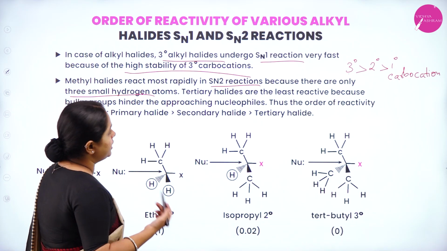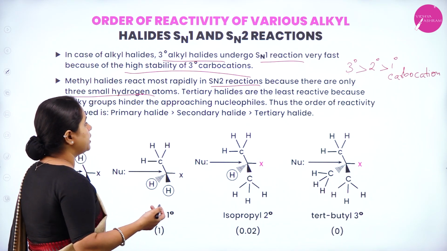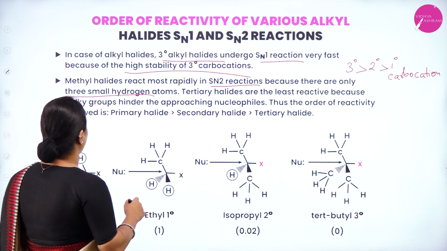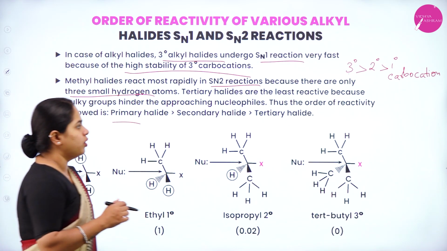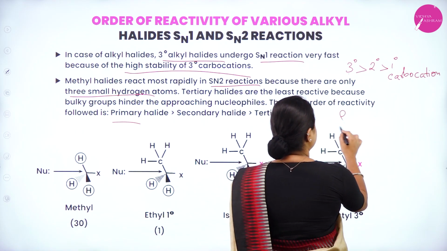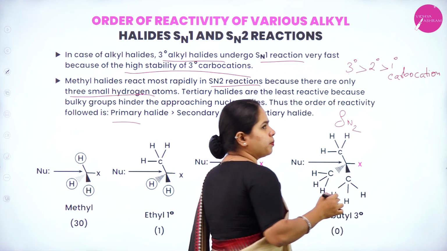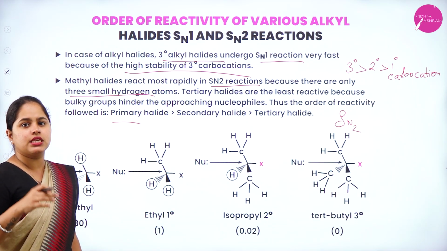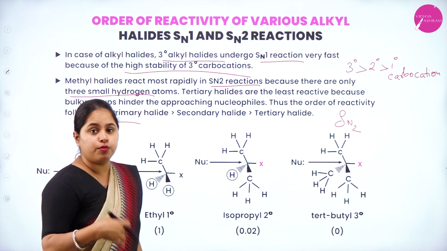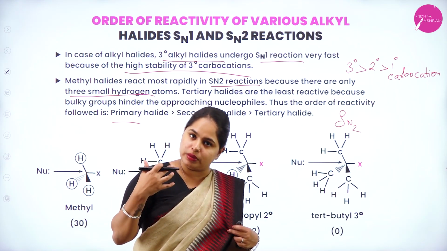Tertiary halides are the least reactive because bulky groups hinder the approaching nucleophiles. Thus, the order of reactivity will be the opposite in case of SN2. What we have discussed in SN2 is that it is a single step process, right? There is no carbocation formed here. So, in that case, it is easy when the number of alkyl groups is less.